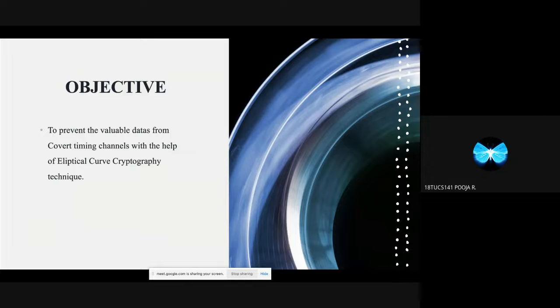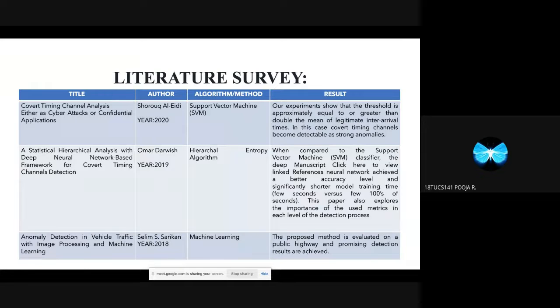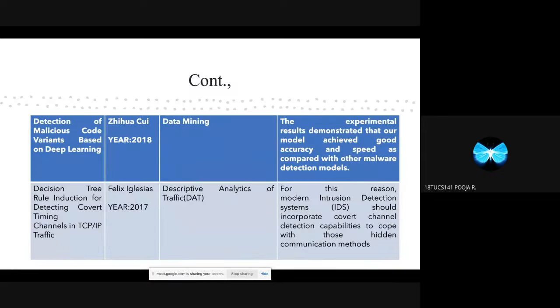And the objective of our project is to prevent the valuable data from covert timing channels by using the elliptical curve cryptography technique. This is our literature survey. We have undergone 4 surveys. The first one is covert timing channel analysis, either a cyber attack or a confidential application. The second one is a statistical hierarchical analysis with deep neural network based framework for covert timing channel detection. The third one is anomaly detection in vehicle traffic with image processing and machine learning. And the final one is decision tree rule induction for detecting covert timing channels in TCP and IP traffic.